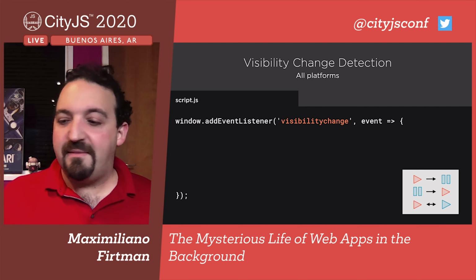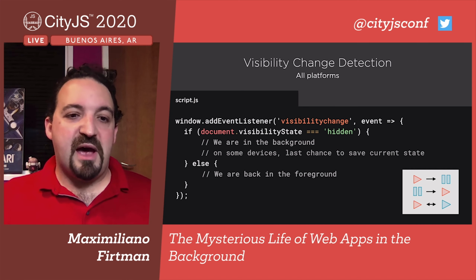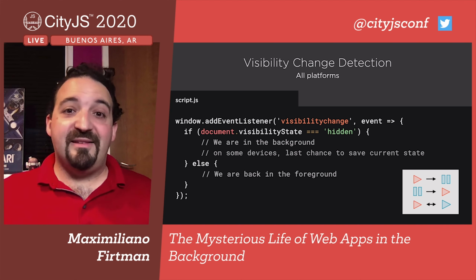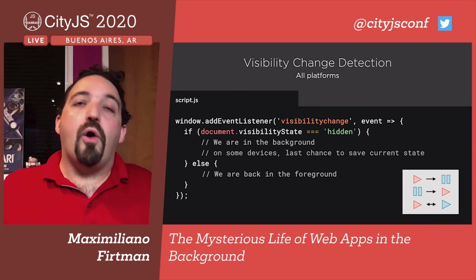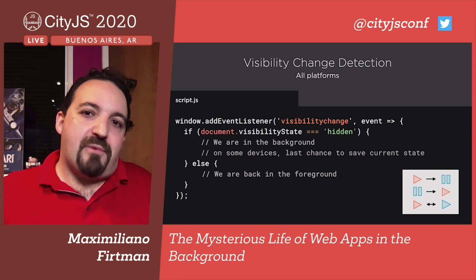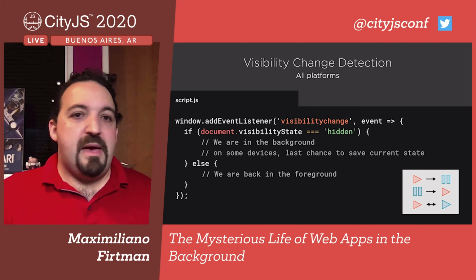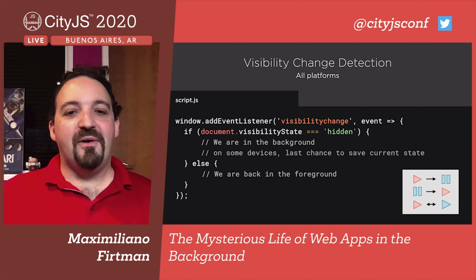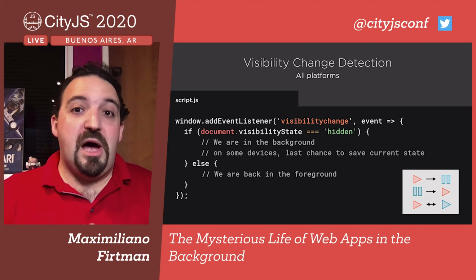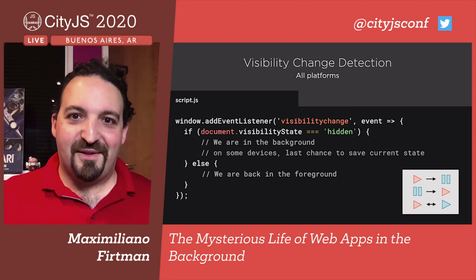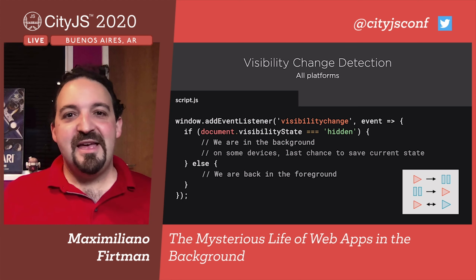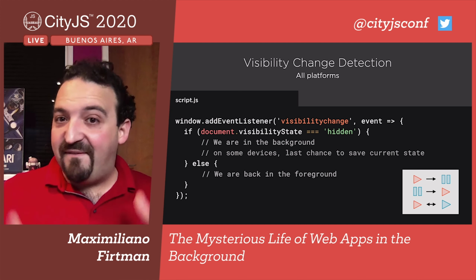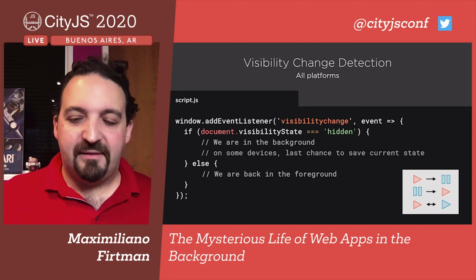A window event listener for visibility change, and you're going to check the current visibility state. It can be hidden or visible. If it's hidden, it means that you are now in the background. Okay, or on desktop, maybe you're not in the background in terms of minimized, but maybe there is another window on top of your window, and that's not visible. Okay, that's hidden. So remember that. In this case, you should know that your timers will be throttled, for example. And on mobile devices, your life expectancy is not the same. That means that you might be suspended in a couple of seconds or minutes.